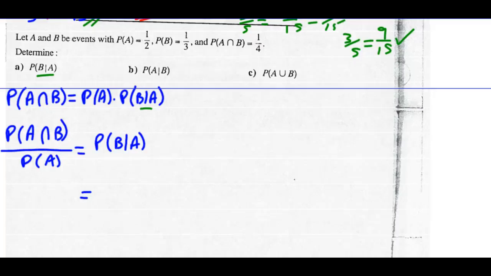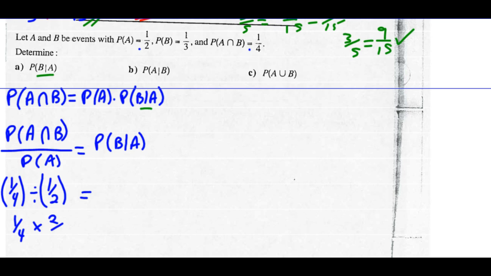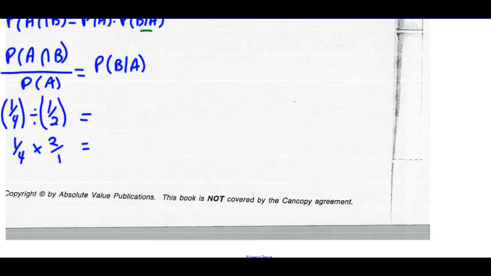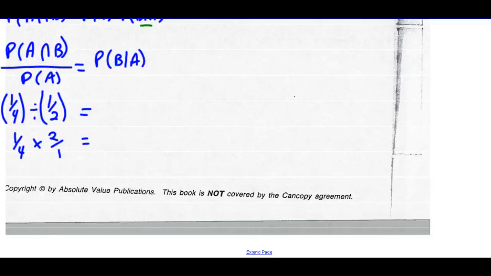Probability of A intersect B is 1/4. So that's 1/4 divided by the probability of A, which is 1/2. 1/4 divided by 1/2, or if you remember how to do your fractions, that's 1/4 multiplied by the reciprocal of 1/2. So 1/4 times 2, we get 1/2. So 1/2 is the probability of B given that A occurs.